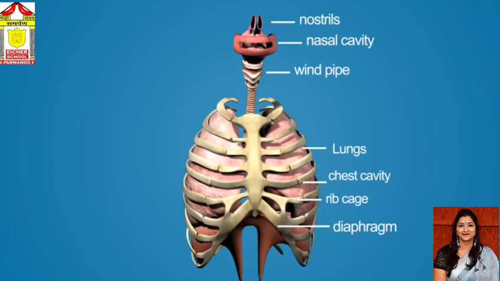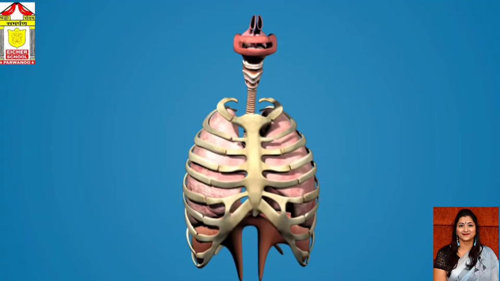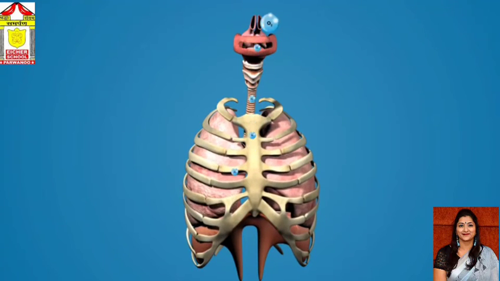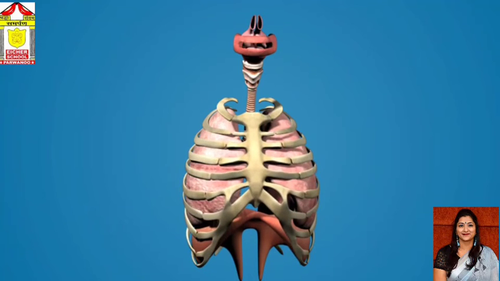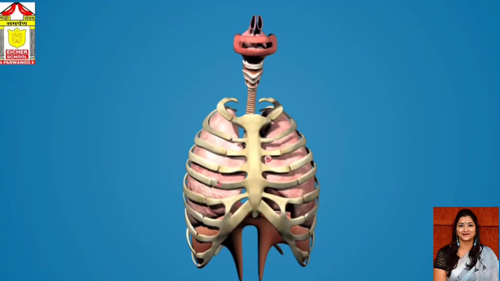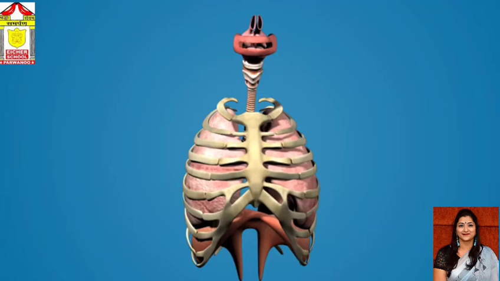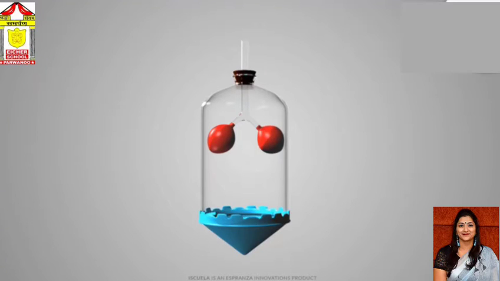The lungs get filled with air. And during exhalation, what happens? Ribs move down and inward while the diaphragm moves up to its former position. This reduces the size of the chest cavity and air is pushed out of the lungs. So these movements in our body can be felt easily. To understand the mechanism of breathing, let us perform one activity.